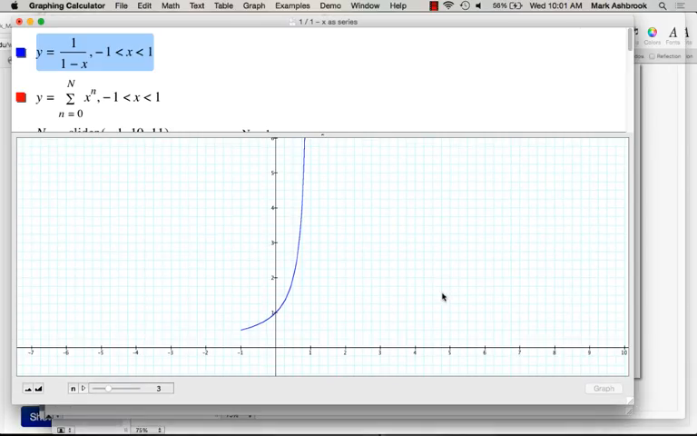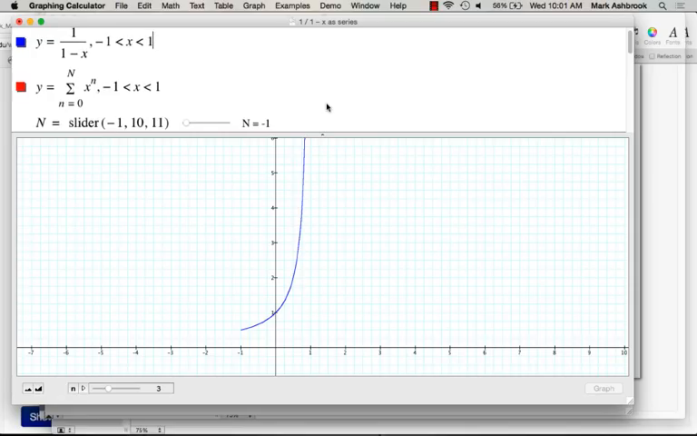So here I've graphed 1 over 1 minus x in blue from -1 to 1. And it has an asymptote at 1, so this will shoot off to infinity as you get very, very close to 1. Okay, so now what do I have? I have that series, x to the n, but I'm going to show it to you as partial sums, right? So when n equals 0, it's just going to show the first term, which would be 1, right? Just 1. So here's just the first partial sum, which is just the number 1.